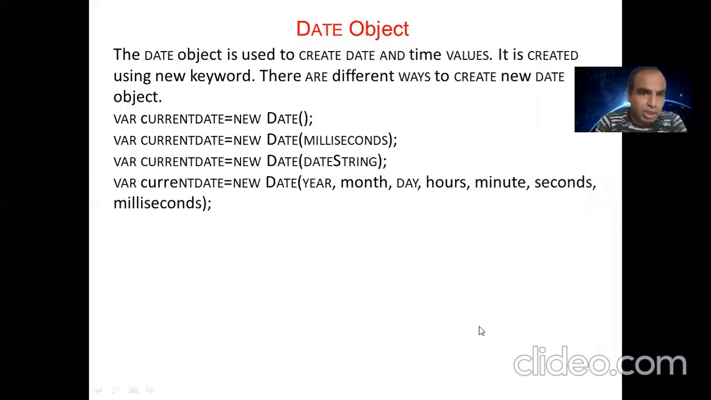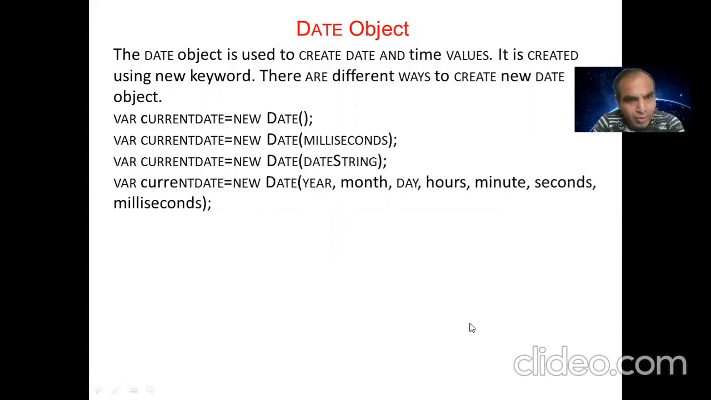So the next object is the Date object. I gave you that example related to the Math object; I will find out the answers and give them to you in the next lecture, but I continue with the Date object. The Date object is used to create date and time values. If you want to show the date and time, it is created using the new keyword, and there are different ways to create a new Date object.